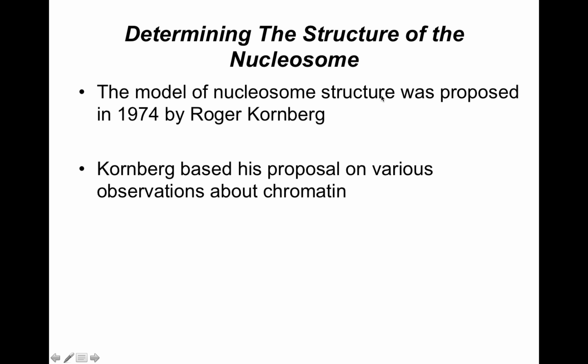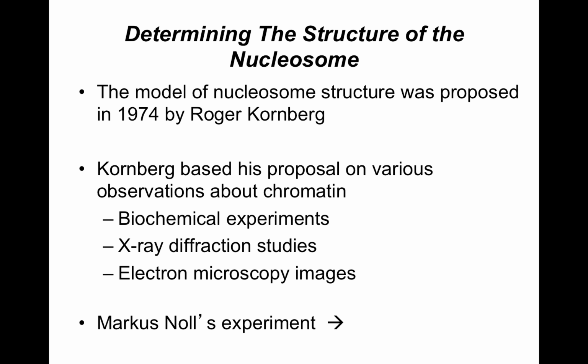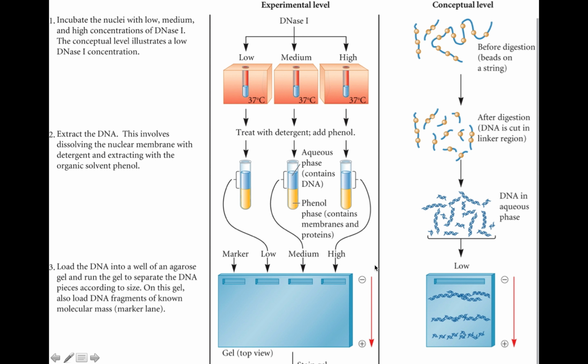The model of the nucleosome structure was proposed by Roger Kornberg. He based his proposal on various observations about chromatin: biochemical experiments, X-ray diffraction studies, electron microscopy images, and a very important experiment by Marcus Knowles. Okay, this is Marcus Knowles' experiment. It looks complicated, but it's really actually very, very simple.